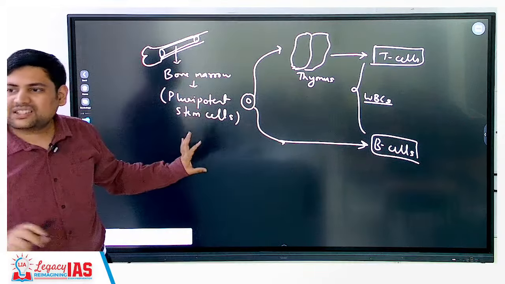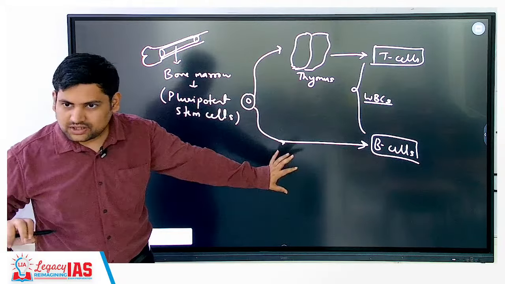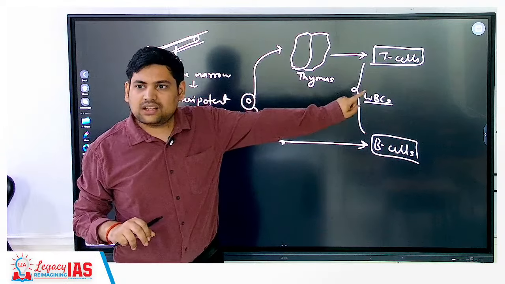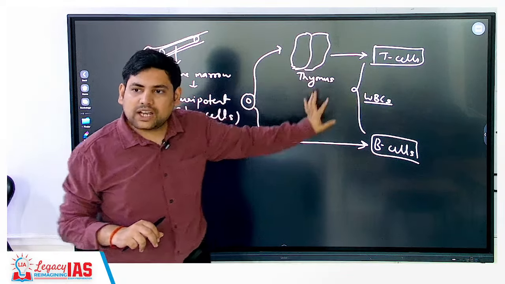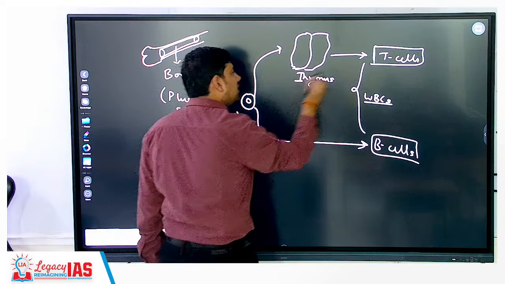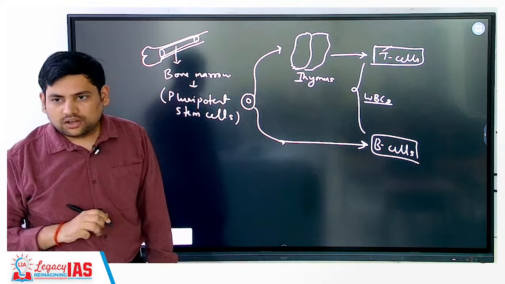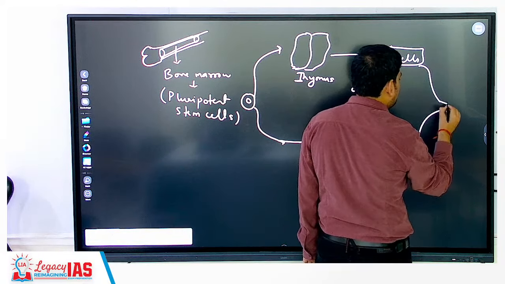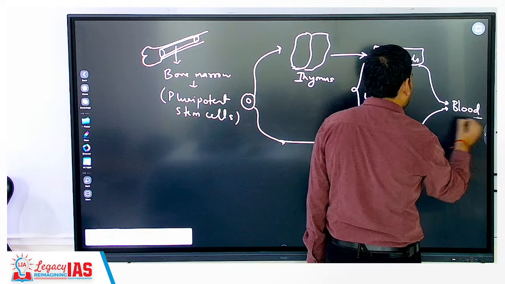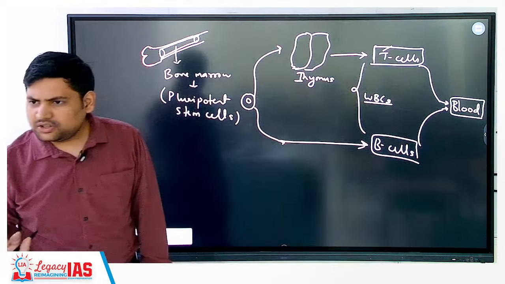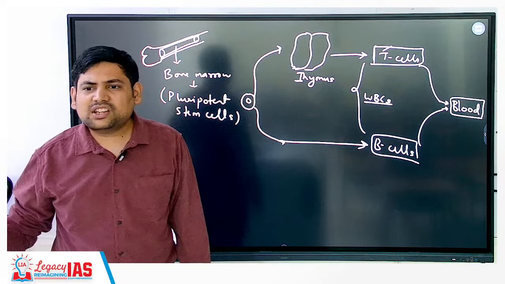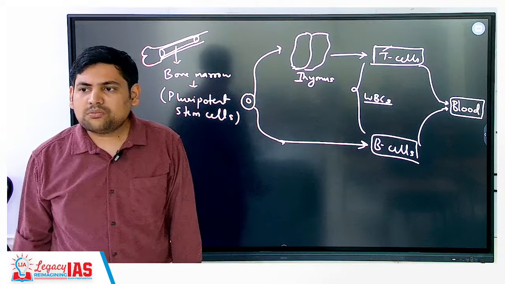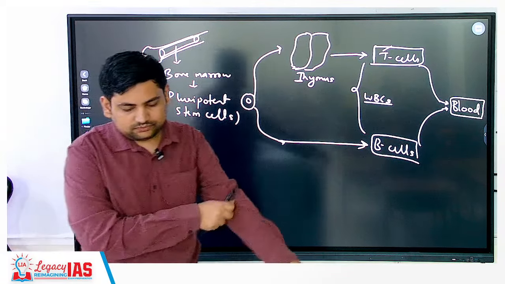Understood? Bone marrow has a kind of cell that generates two other cells. B cells are directly generated. T cells are generated via the thymus. They mature in the thymus. That is why, because of this T, it is called T cell. Now both of these are released into your blood. What they do is, if you have any infection or any kind of disease, they fight it through your bloodstream. Understood?